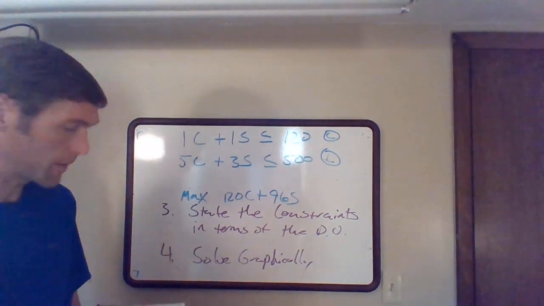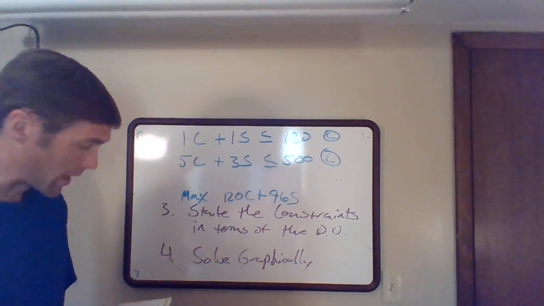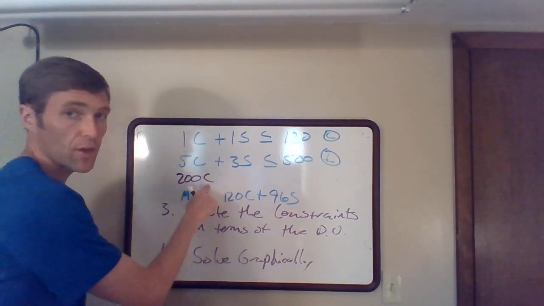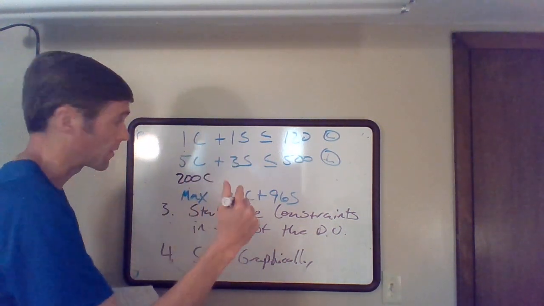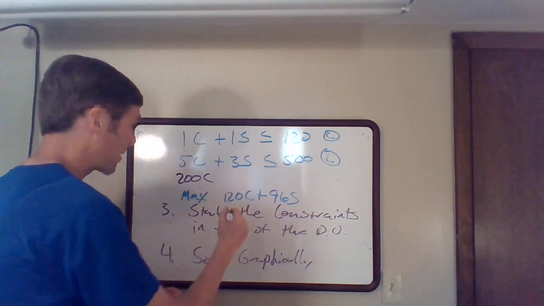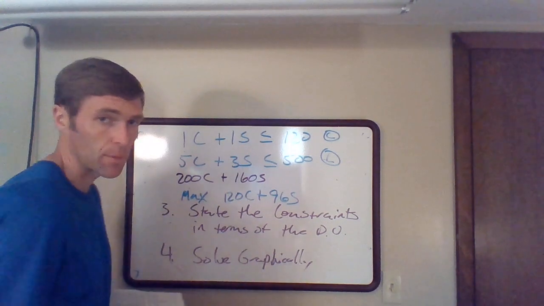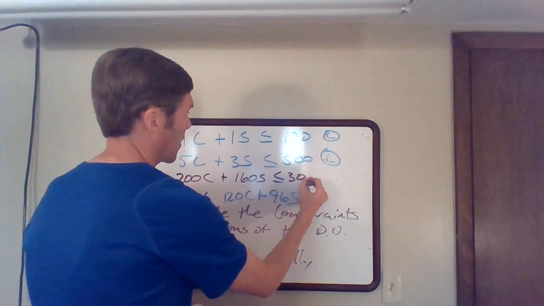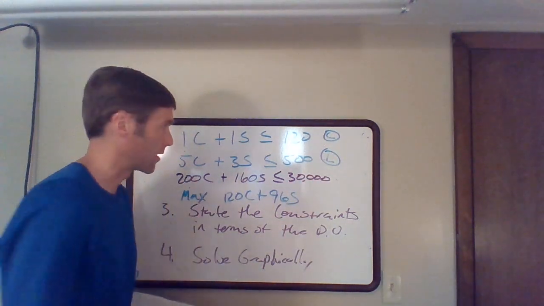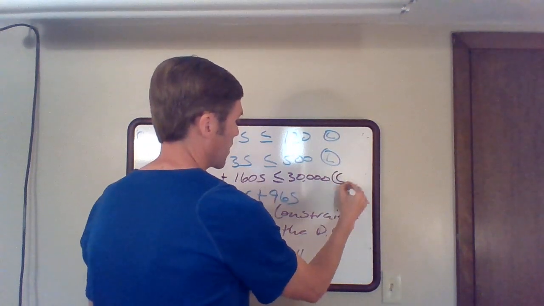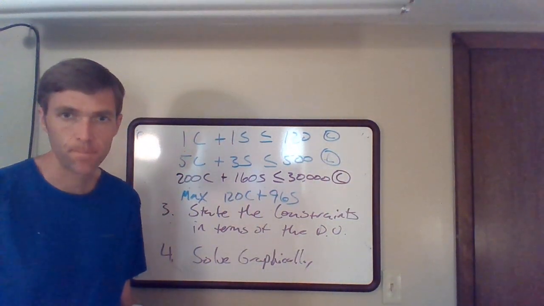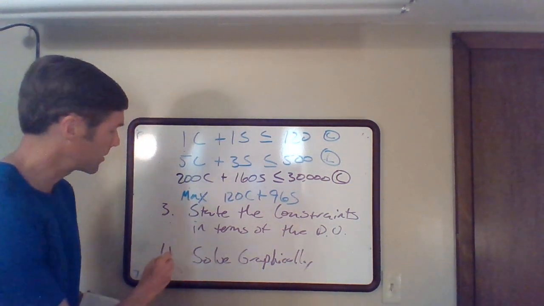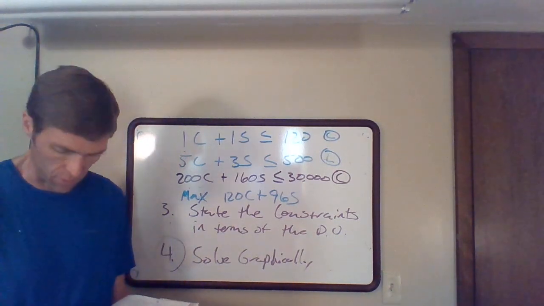And finally, our last constraint is operating capital. Every time we plant an acre of corn, we need $200 to buy seed and fuel and fertilizer and so on, and pay labor. And every time we plant an acre of soybeans, we use $160, and we have $30,000 available. So this is my labor constraint, this would be my capital constraint. So now I have 3 constraints and 2 unknowns, and we're ready to move to number 4, solve graphically.